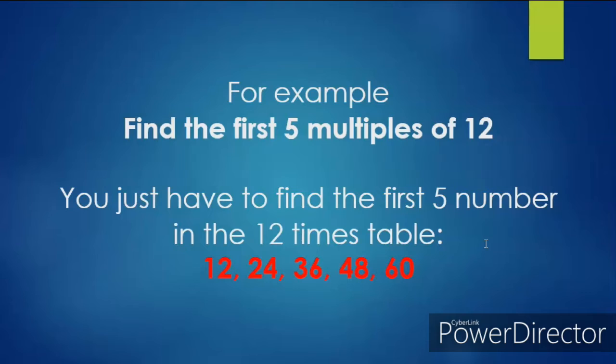Now, you see that the multiples of 12 keep going in incremental stages. For example, 12 times 1 will give you 12. That's 12 in one place. Now 12 in 2 places is 24. 12 in 3 places is 36. 12 in 4 places is 48. And 12 in 5 places is what? 60. So that is how you look for multiples. It's very easy and very straightforward. You just have to find the first 5 numbers in the 12 times table to get the first 5 multiples of 12.